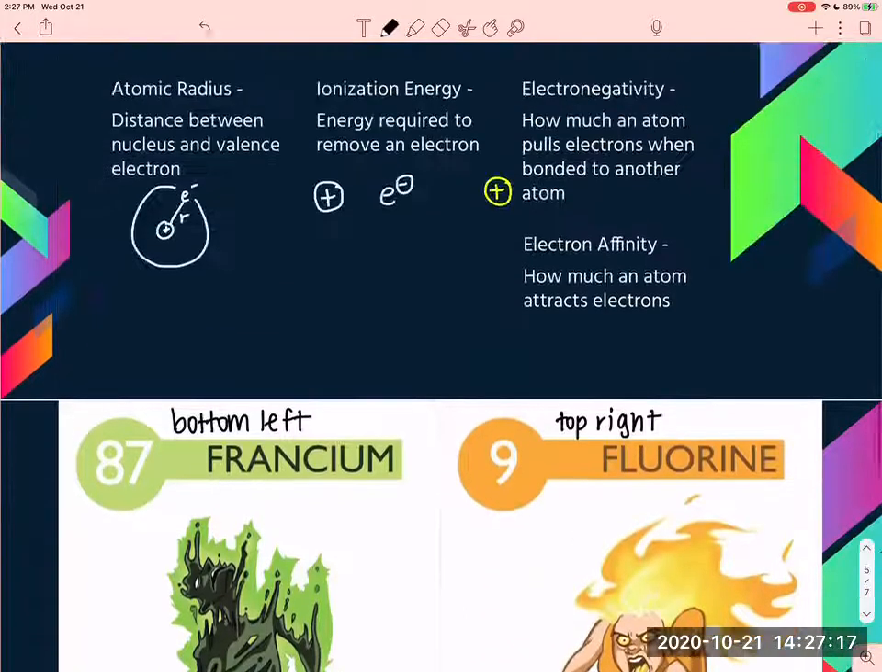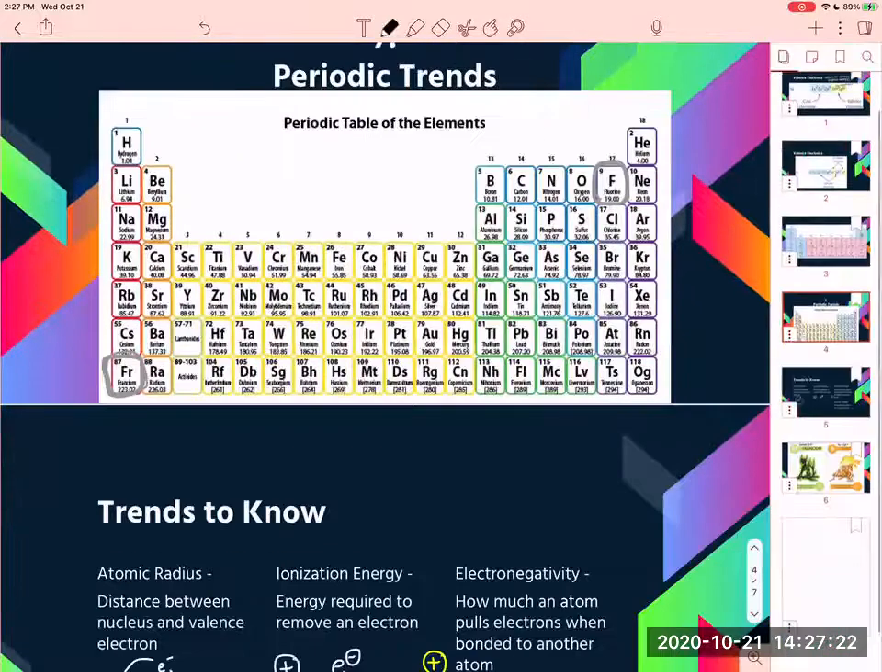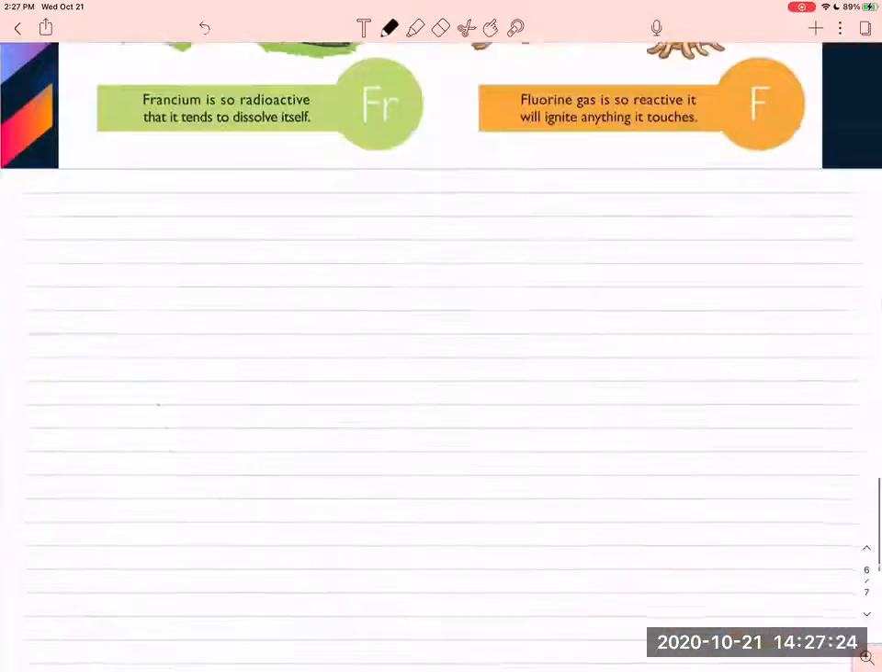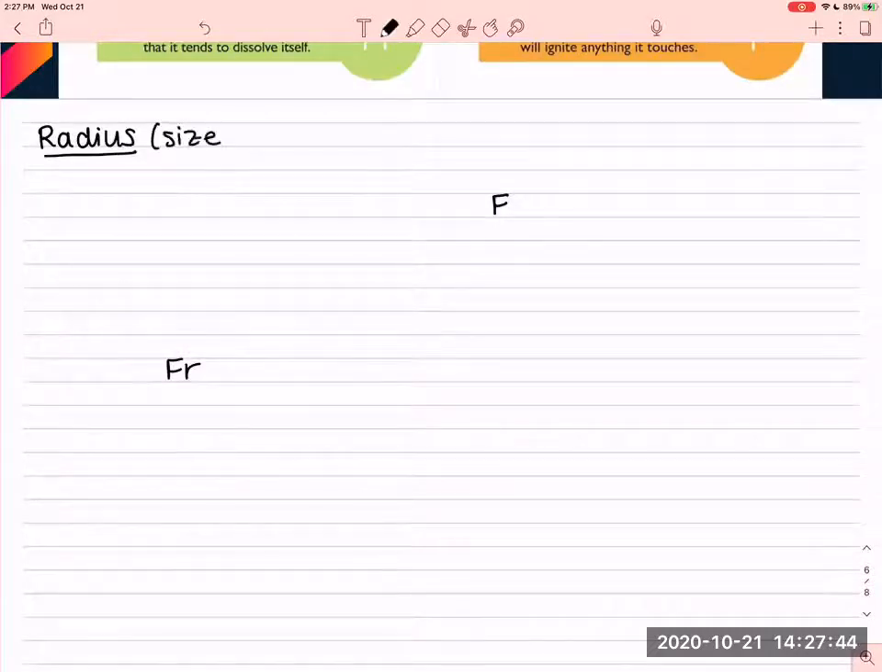So let's take a look at our periodic table and analyze what's going on with our francium and our fluorine. Actually, I'm just going to redraw this down here. We have our francium hanging out in the bottom left, and we have our fluorine hanging out at the top right. What happens to my atomic radius, which is my size, as I move down the periodic table toward francium?